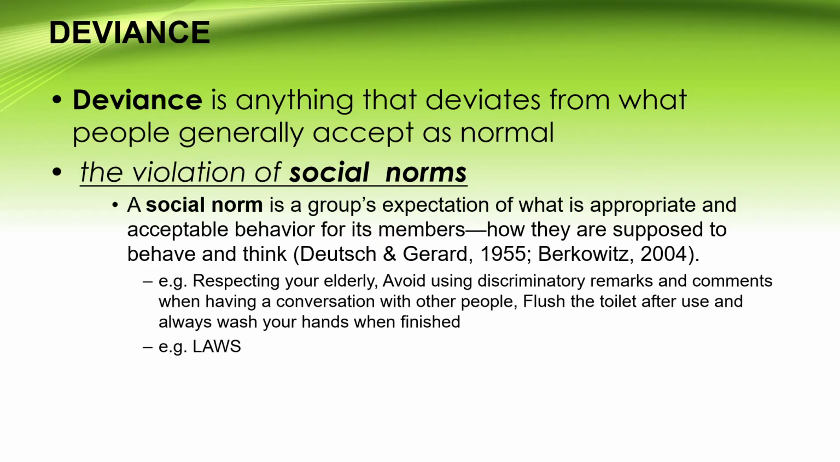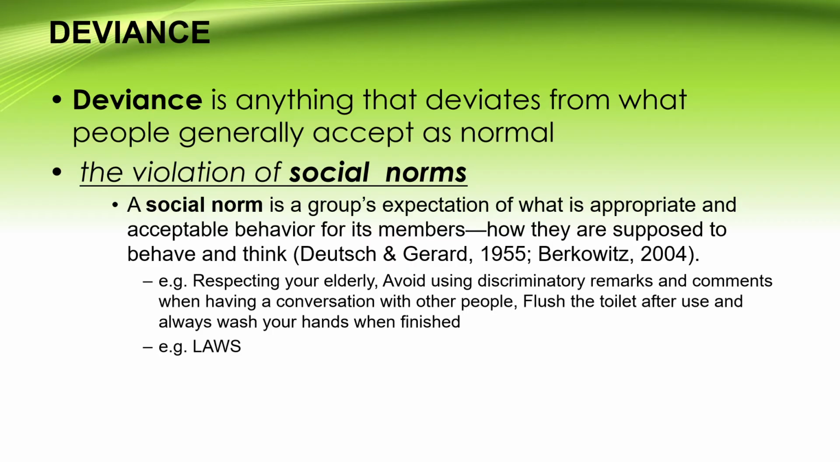So basically, deviance is the violation of social norms, and according to Dutch and Gerard, a social norm is a group's expectation of what is appropriate and acceptable behavior for its members. It is how they are supposed to behave and think. So in short, we can say that social norms are rules that guide behavior.